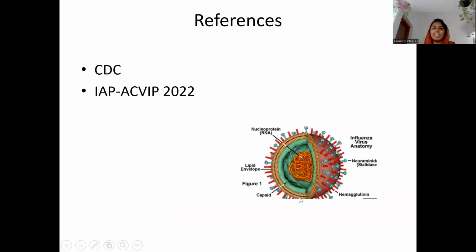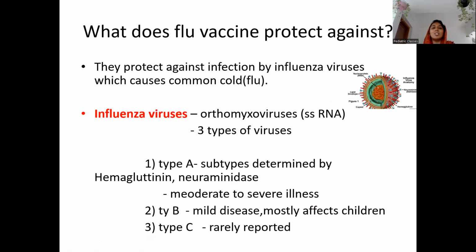This flu vaccine discussion will be based on CDC and also the IAP ACVIP 2022, which is based on the Purple Book. So what does a flu vaccine protect against? As you all know, it protects against infection by influenza viruses, which cause the common cold or flu. This is the time for flu, so that's why I thought I'll discuss that today.